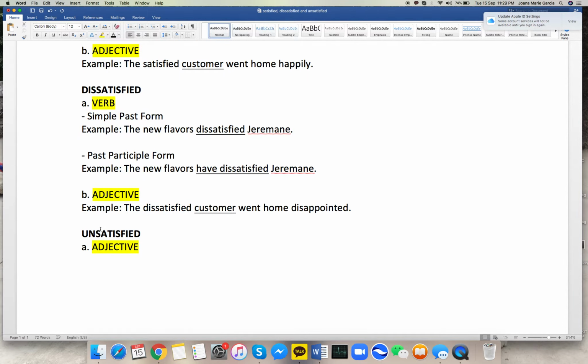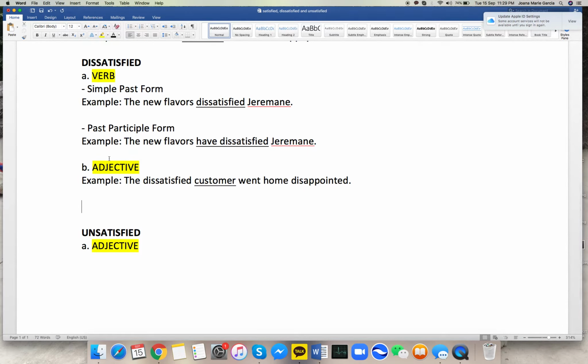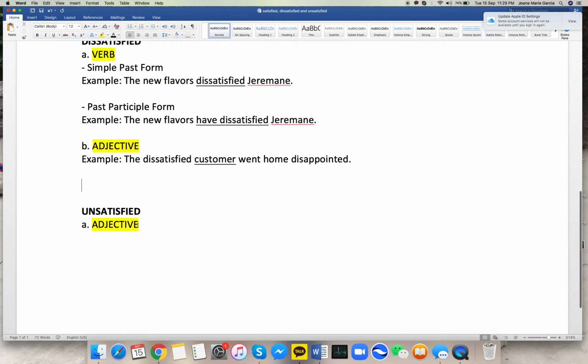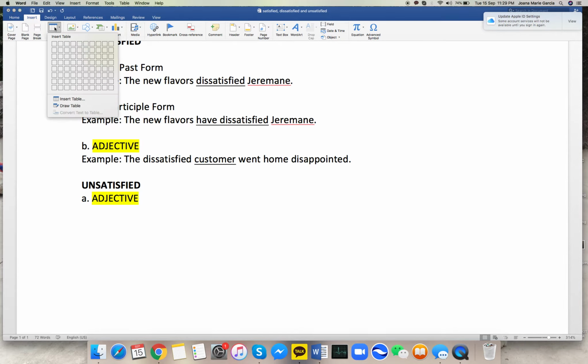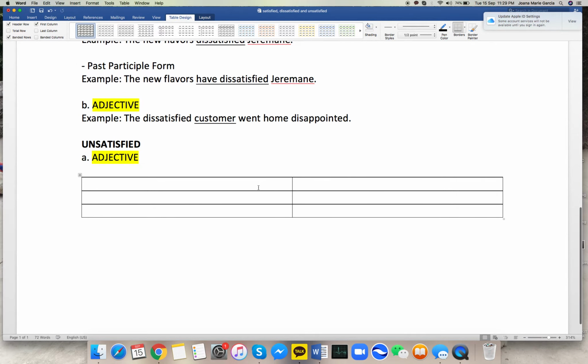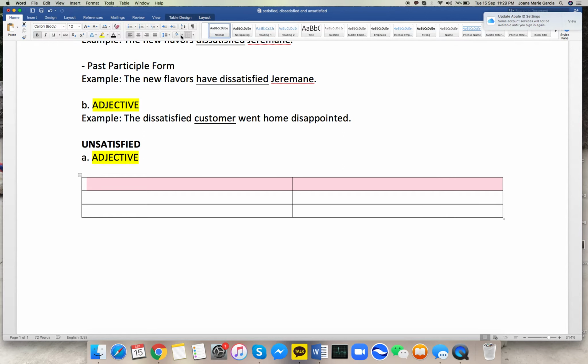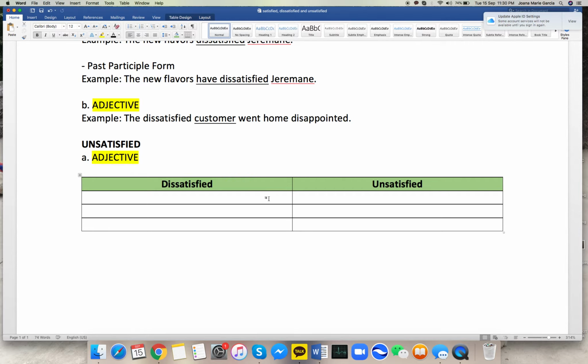Now, let's focus on the difference between dissatisfied as an adjective and unsatisfied as an adjective. I'm going to have a table so that we can compare them better. Let's have the word dissatisfied here, and let's have the word unsatisfied. Remember that we are going to focus on the adjective this time. So they are not verbs in these examples.